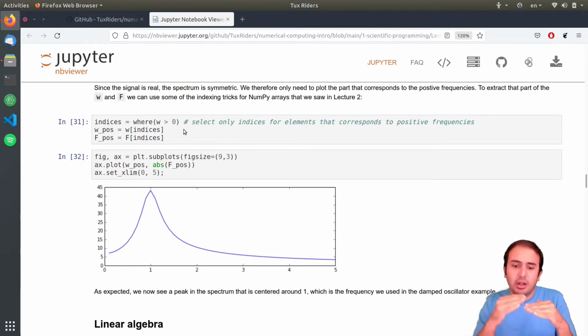SciPy is built on a foundation of NumPy. So most of the data structures are NumPy arrays. You can see that you can use the same skills that you obtained from the NumPy video, or generally have from NumPy, for manipulating SciPy objects.